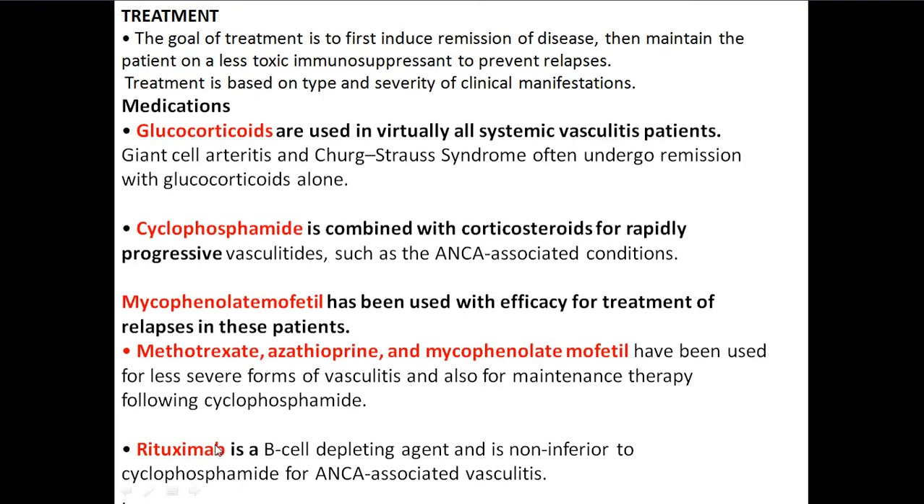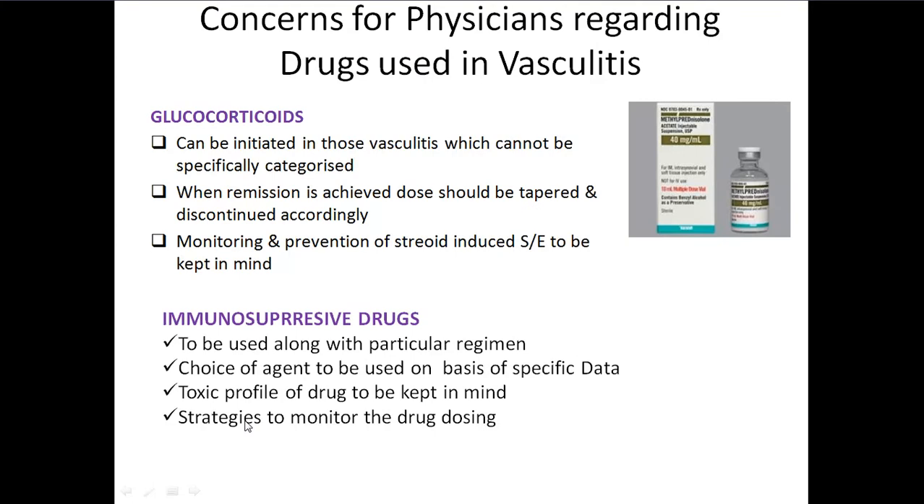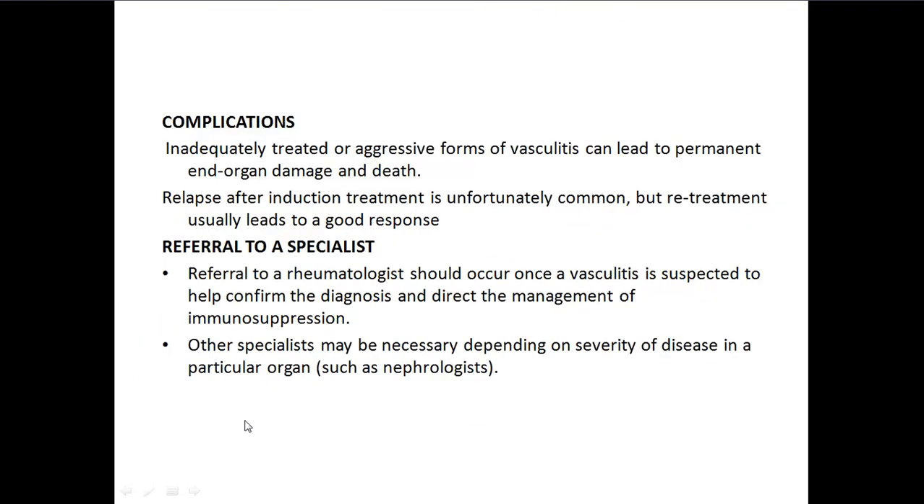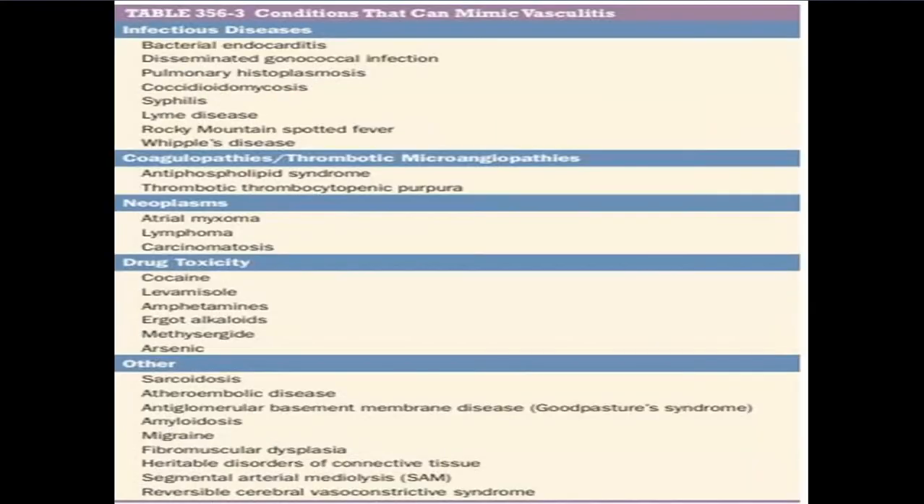The rituximab, this is an anti-CD20 B cell depleting agent, and it is almost similar to cyclophosphamide for ANCA-associated vasculitis. So anti-CD20, which acts on B cells, decreasing the B cells, so it decreases the autoimmunity, rituximab. We'll discuss this later.